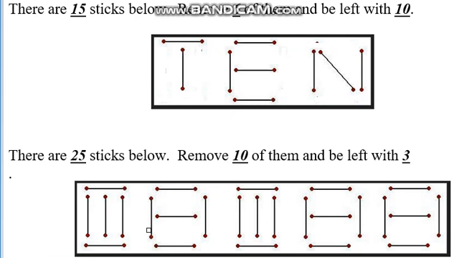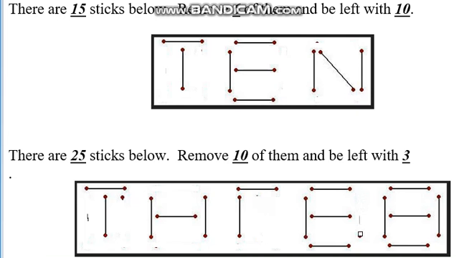If you want to pause again and try the more difficult one below. So to remove 10 to get 3, we go 1, 2, 3, 4, 5, 6, 7, 8, 9, 10. And that's how you remove 10 from 25 to get 3.